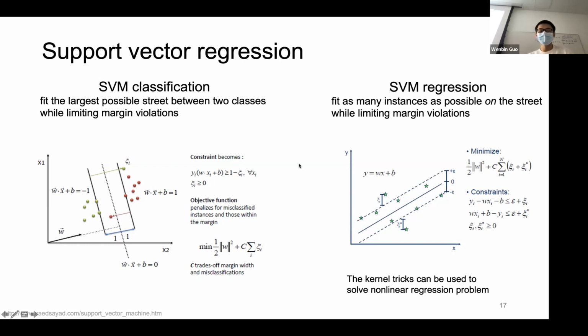For support vector machine regression, instead of trying to find a street that separates two clusters as far apart as possible, the task is to find a street that includes every possible instance, while also limiting the margin violations. This can also be written as a constrained optimization problem, and here we have a very similar optimization function.